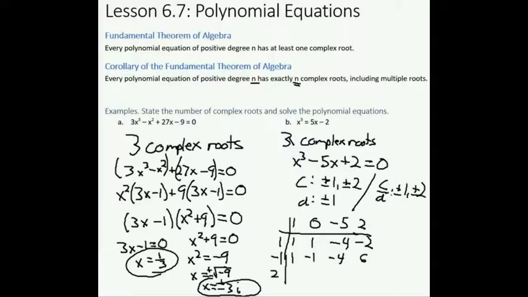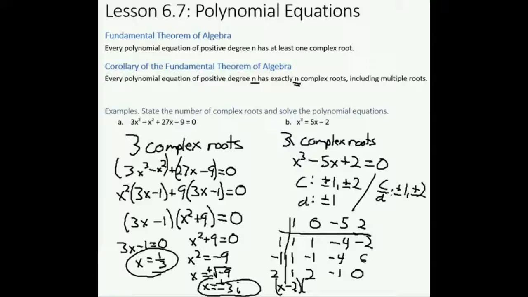Let's try 2. Bring down a 1. 2 times 1 is 2, plus 0 is 2. 2 times 2 is 4, plus negative 5 is negative 1. And 2 times negative 1 is negative 2, plus 2 is 0. And so 2 works, which means x minus 2 is a factor.